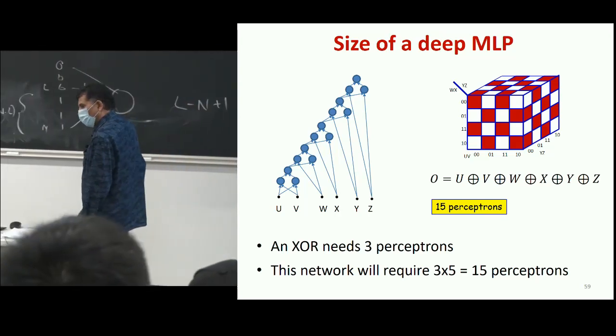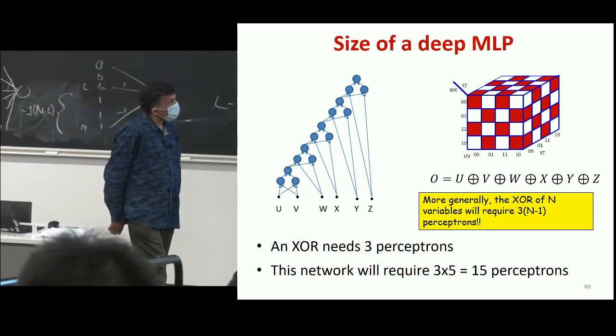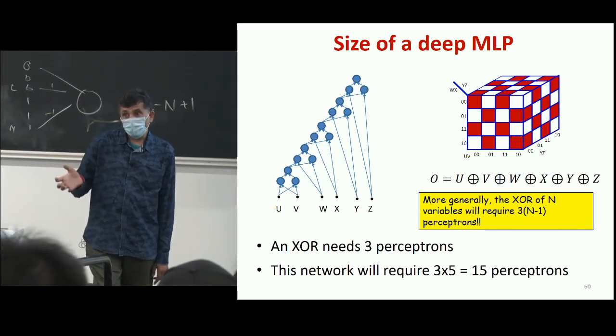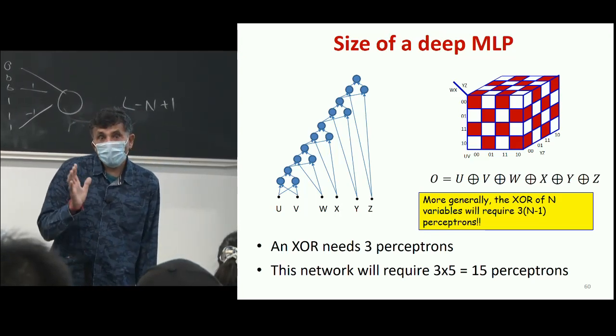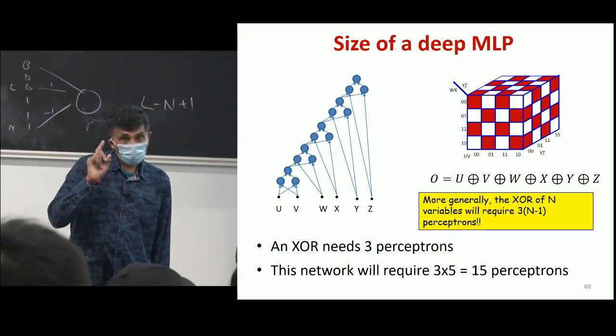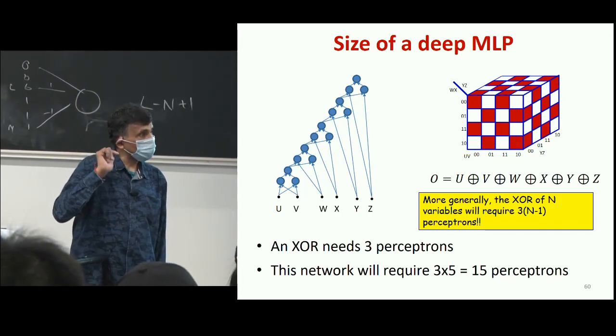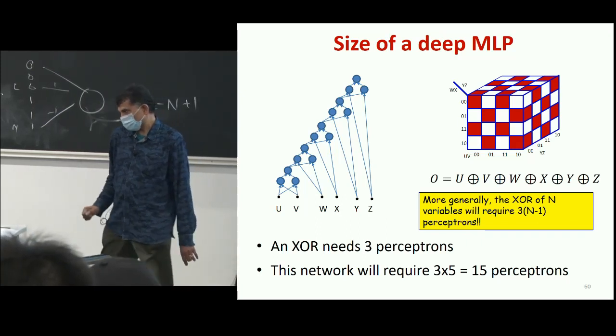So in general, an XOR of n variables is only going to require 3 times n minus 1 neurons, or even less, 2 times n minus 1 neurons. That is linear in the number of inputs, provided the network is allowed to be deep, right? What are the restrictions over here?